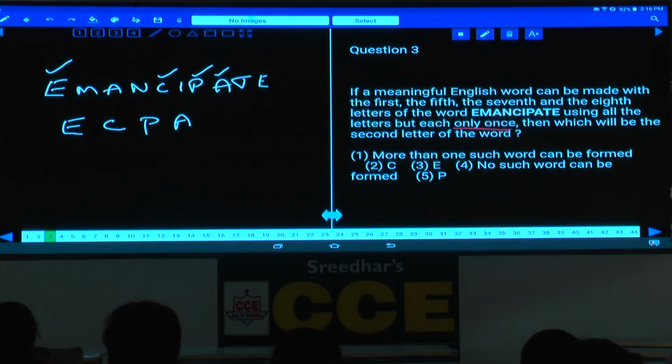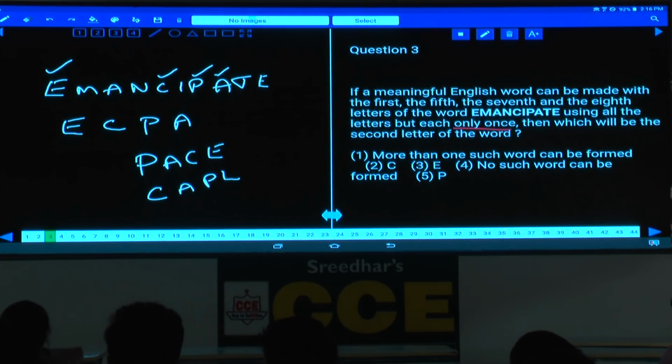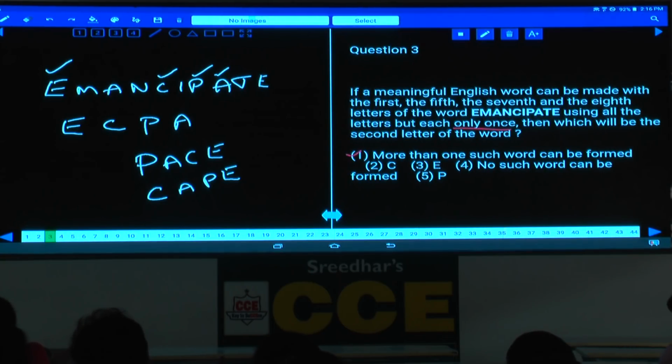What are the words that can be formed? PACE, isn't it? Anything else here? CAPE. What is this CAPE stands for? Cape, Cape Town and so on, isn't it? Then what is your answer here? Which will be the second letter of the word? More than one such word can be formed. That is choice 1. And this is about question number 3, choice 1.